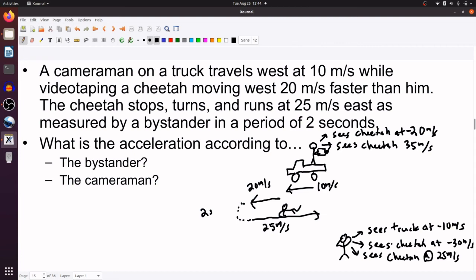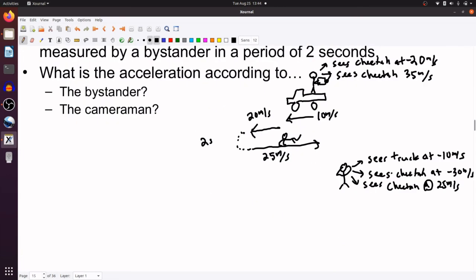So my setup is at least ready to go. All right, so what do I need to do? I'm trying to find acceleration. Well, the definition of acceleration is the change in velocity over the change in time. So first, let's figure it out with the bystander. So a-b-y for bystander.